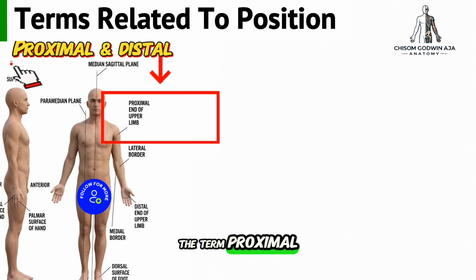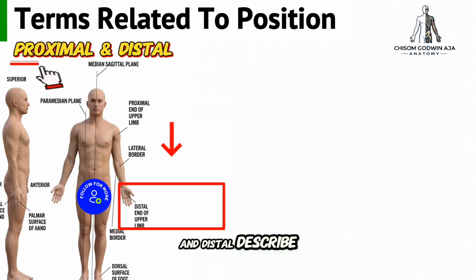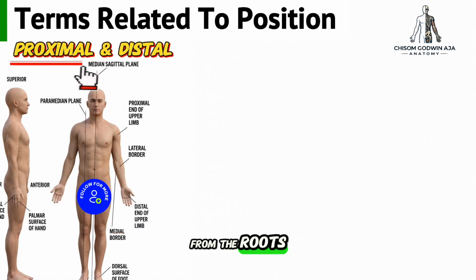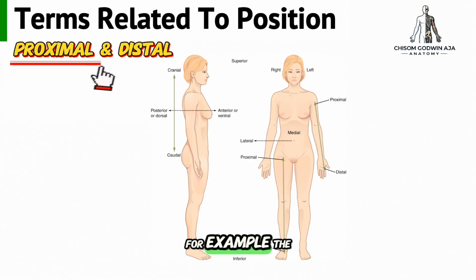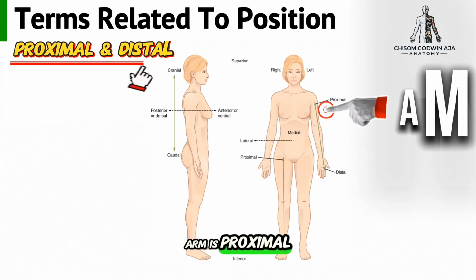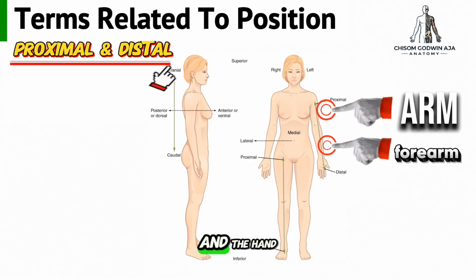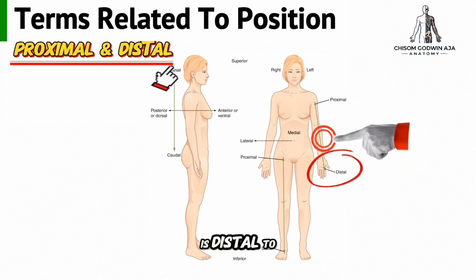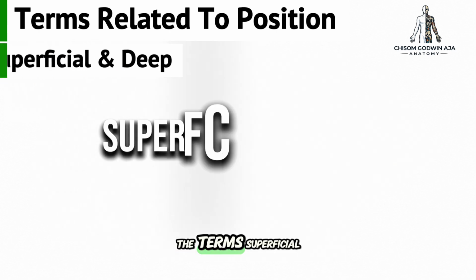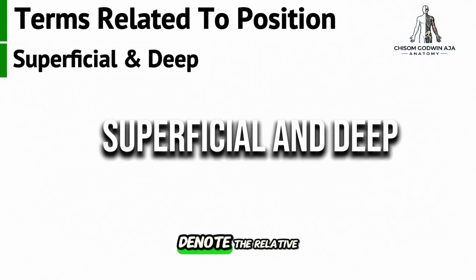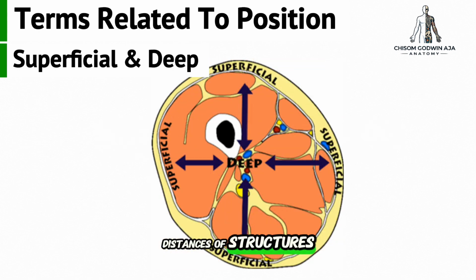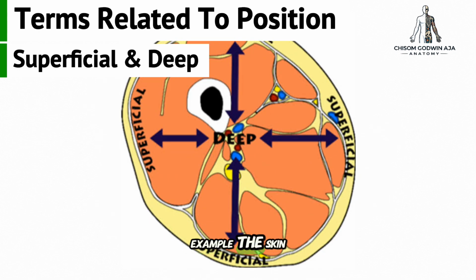The terms proximal and distal describe the relative distance from the roots of the limbs. For example, the arm is proximal to the forearm and the hand is distal to the forearm. The terms superficial and deep denote the relative distances of structures from the surface of the body. Example, the skin is superficial to the bone.